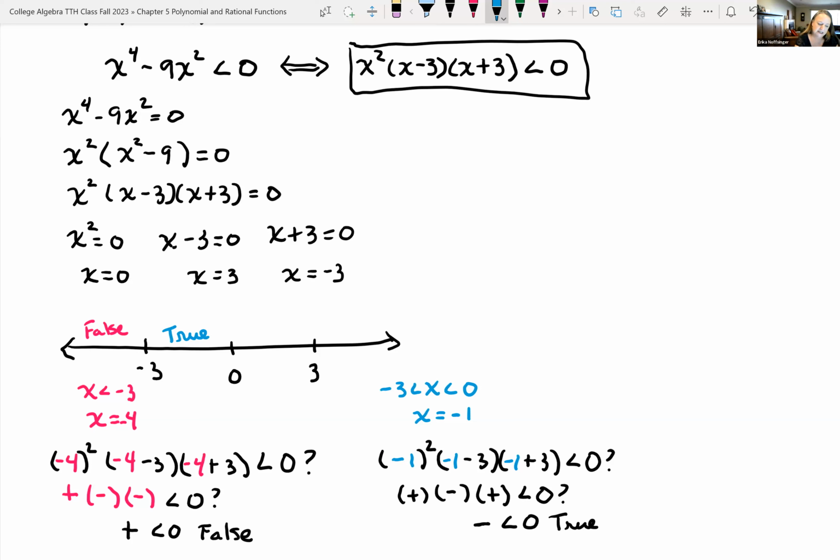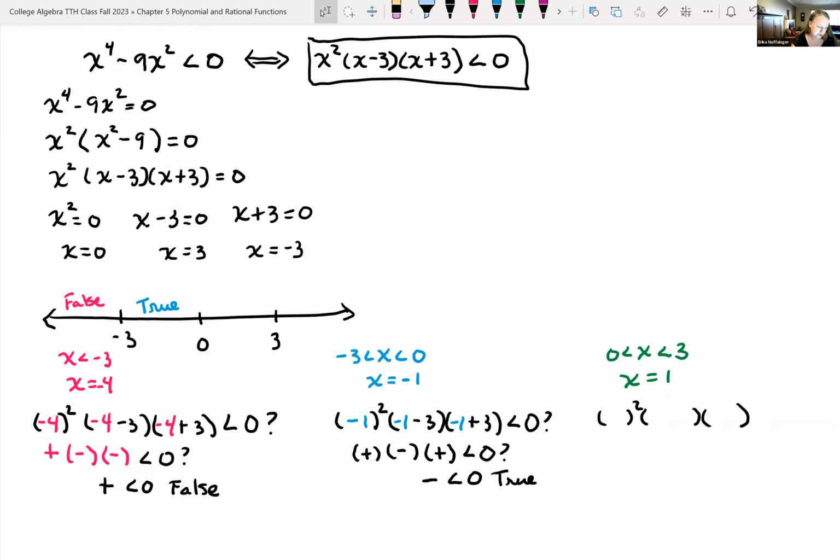Choose a number between 0 and 3. So how about x equals +1? Dropping in +1 wherever we see an x. You can do it in the factored form, or you can plug it into the original and see if it's true or false. If you really want to figure out what those values are, you can. But I'm just curious, is my value going to be positive or negative when I plug in my +1?